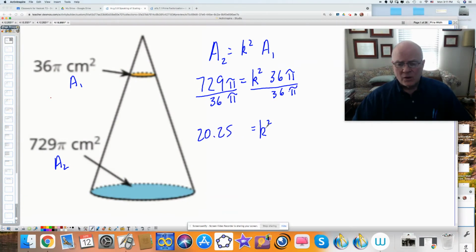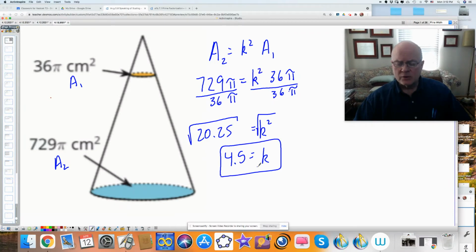Now, it's k squared. It's not just k. That's because of the formula. So if you wrote this as your answer, the scale factor, this would be incorrect. The inverse operation of scaling is not dividing by two. Inverse of multiplying is dividing. Inverse of squaring is square rooting. We take the square root of 20.25, you get 4.5. And there are no units. This is a scale factor. These have units. This is not centimeters or anything like that.